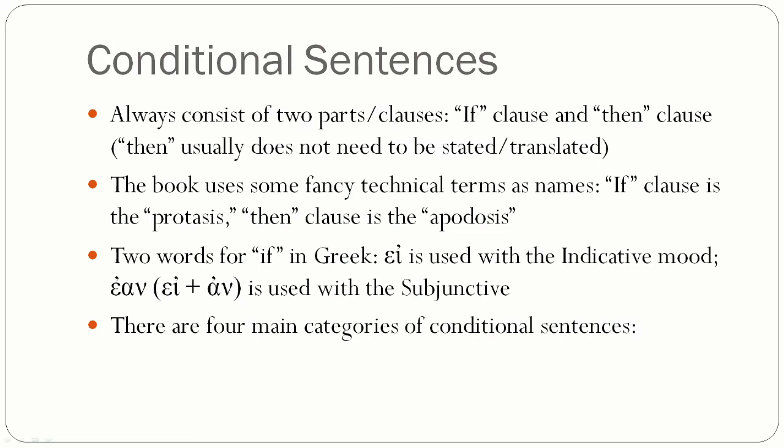Okay, so you have the if clause that sets it up. If this contingency, then a result clause. Okay, so you're always going to have these two parts. I put here the "then." The word "then" usually is not translated, okay, as you'll see in these examples. But that's really what it's saying. Okay, if something happens, then something else.